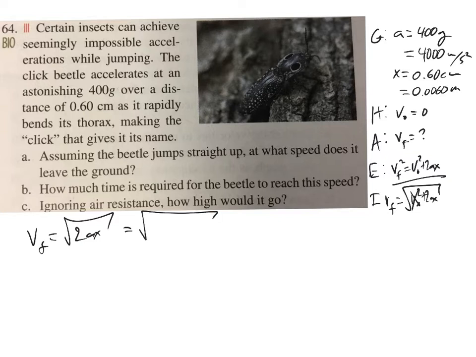So we've got 2 times 4,000 meters per second squared times 0.0060 meters. So if I go 1,000 here, I go 1,000 there, that's 2448, and then the square root of 48 should be like 6 point something. What is that? 6.84? Is that what everybody got? 6.84 meters per second. Questions?